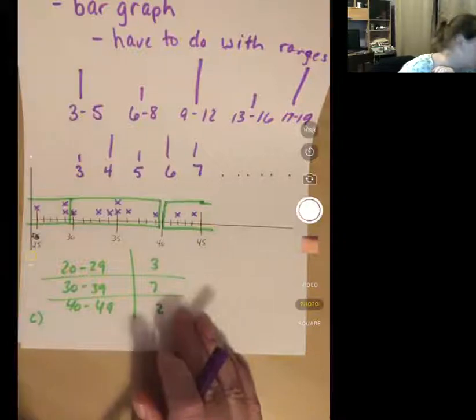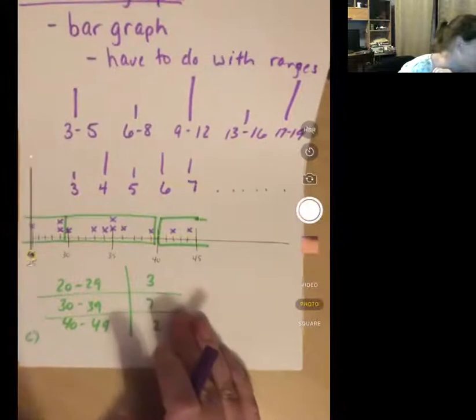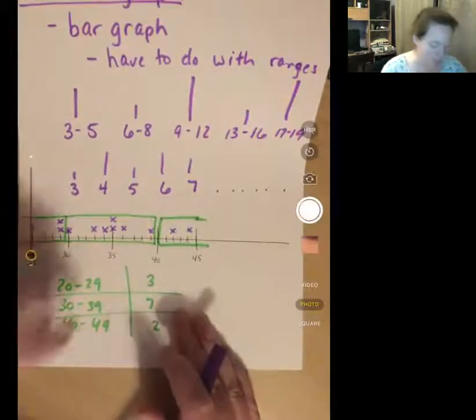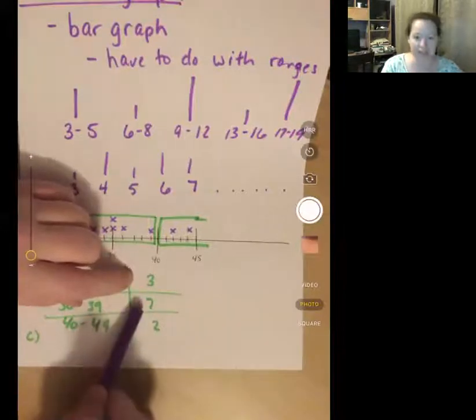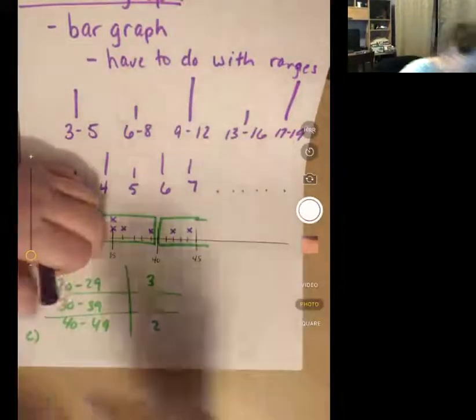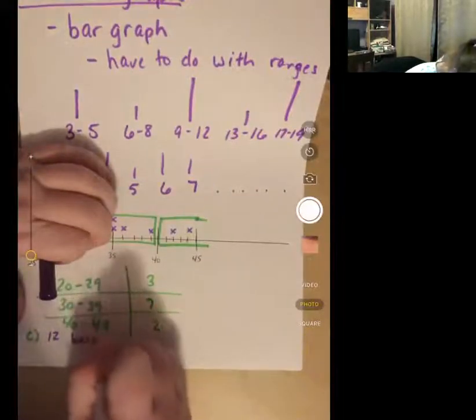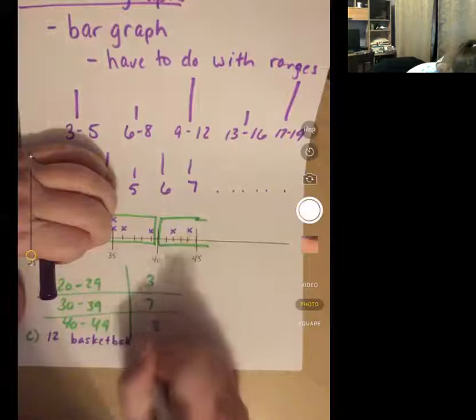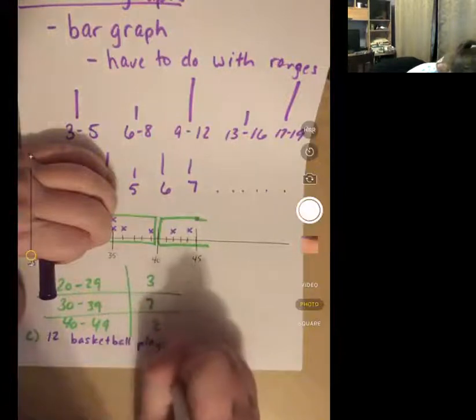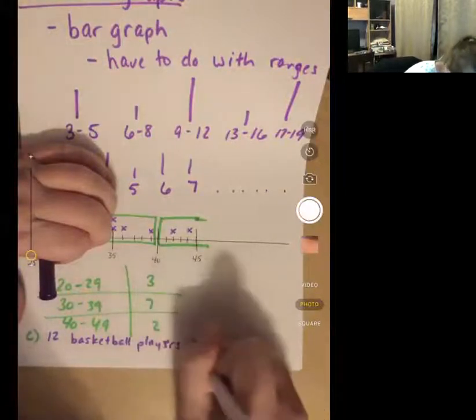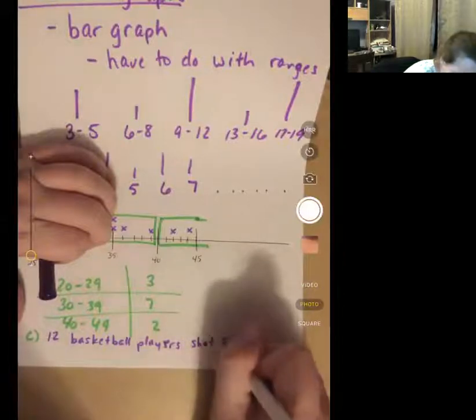our data was members. So how many people do we have? 3 plus 7 is 10 plus 2 is 12. So 12 basketball players shot 50 free throws.